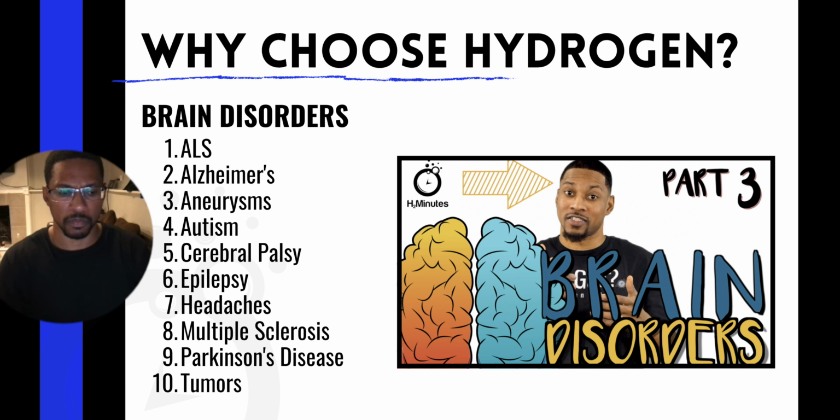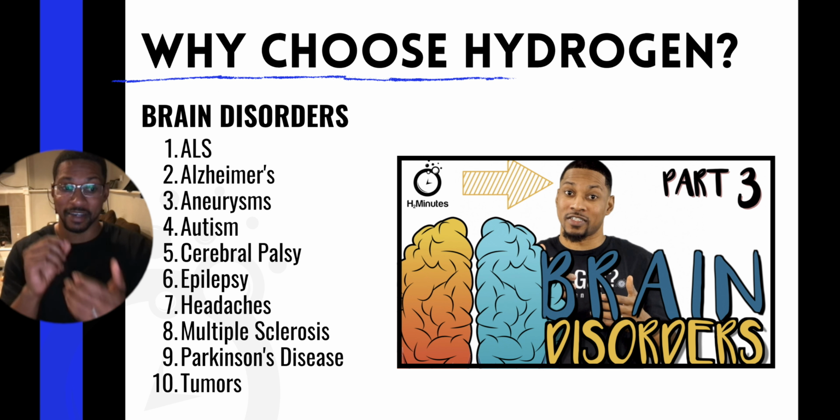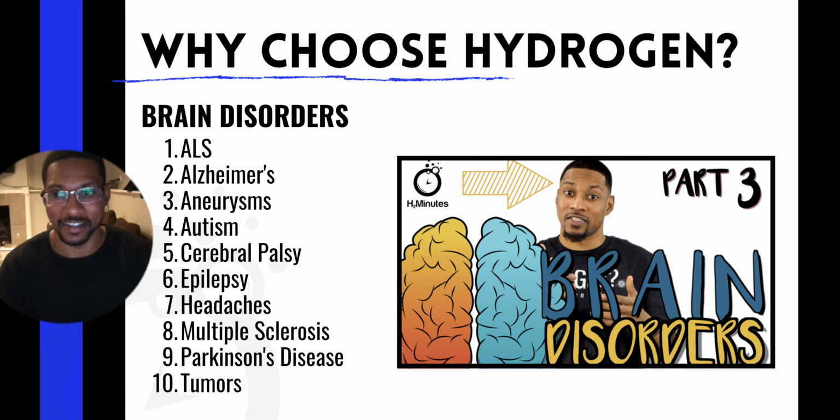Number 3 is probably the most popular of the brain series, on brain disorders. This will be another part to make tally marks, people. In this one, we cover hydrogen's therapeutic potential, or we show at least some studies, for ALS, Alzheimer's, aneurysms, autism, cerebral palsy, epilepsy, headaches, multiple sclerosis, Parkinson's disease, and tumors.